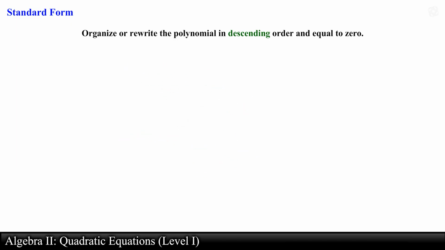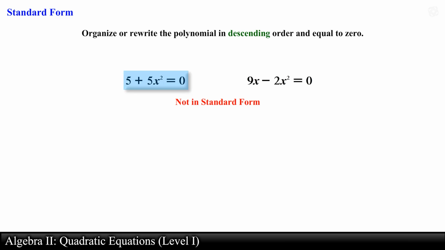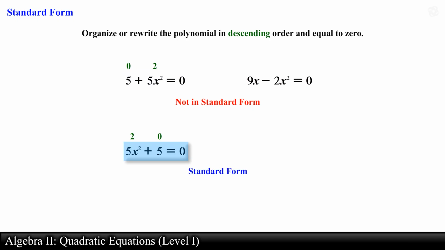In the same manner, the following quadratic binomials are not in standard form. 5 plus 5x squared equals 0, and 9x minus 2x squared equals 0. The degrees of the first quadratic equation are, from left to right, 0 and 2 respectively. So we want to organize them with the degrees arranged from 2 to 0 respectively, as follows. 5x squared plus 5 equals 0.